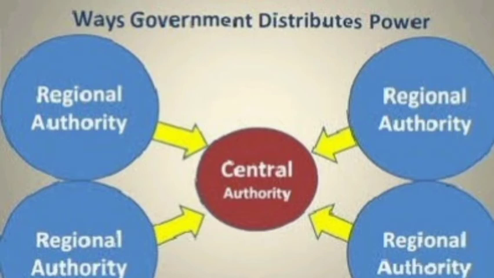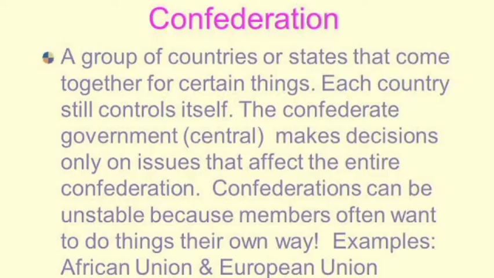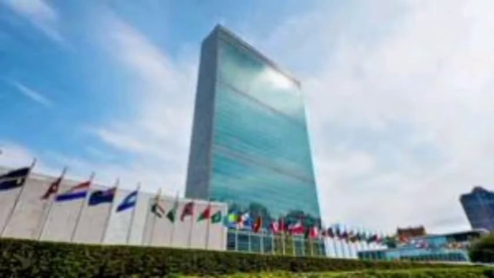From the charts on the screen, we can see that the central authority is very weak and the regional authority is stronger. The union is loose with a weak central authority. We can also say that confederation is a group of countries or states that come together for certain things. Each country still controls itself. The Confederal government makes decisions only on issues that affect the entire Confederation. Confederations can be unstable because members often want to do things in their own way. Examples: African Union and European Union.